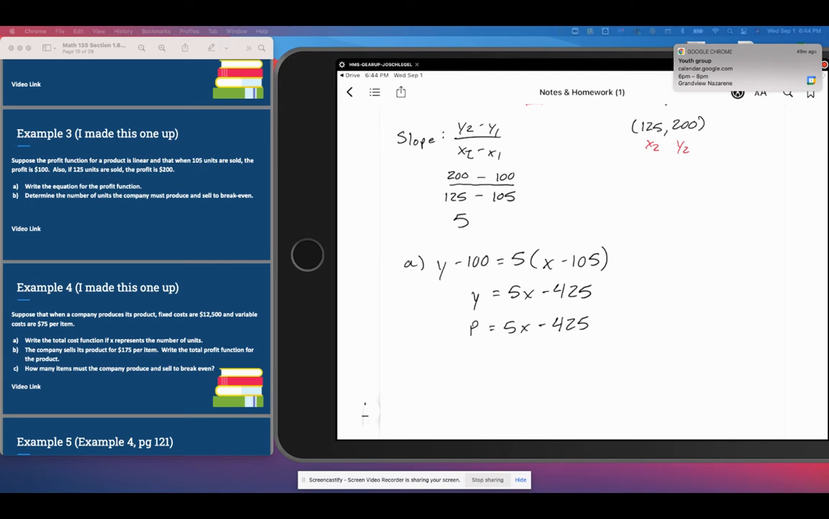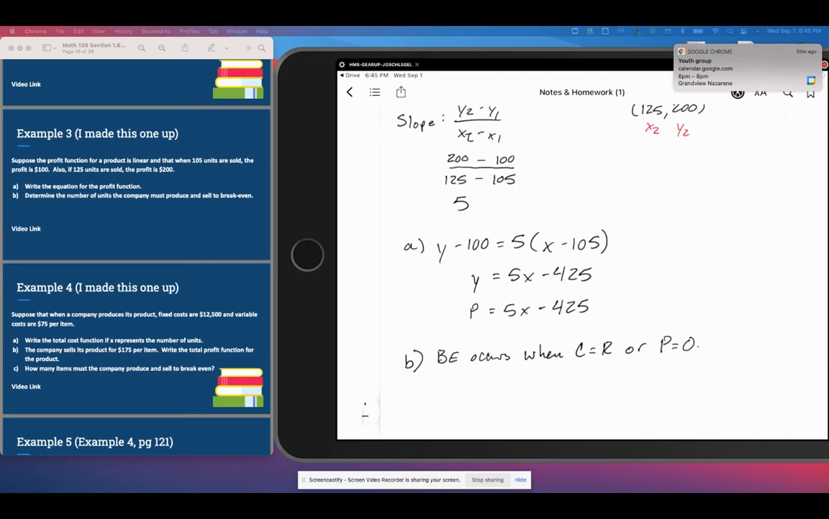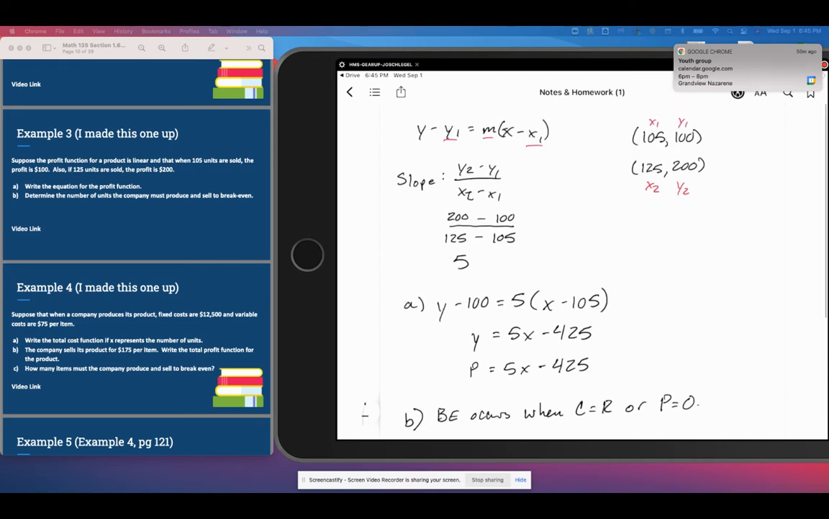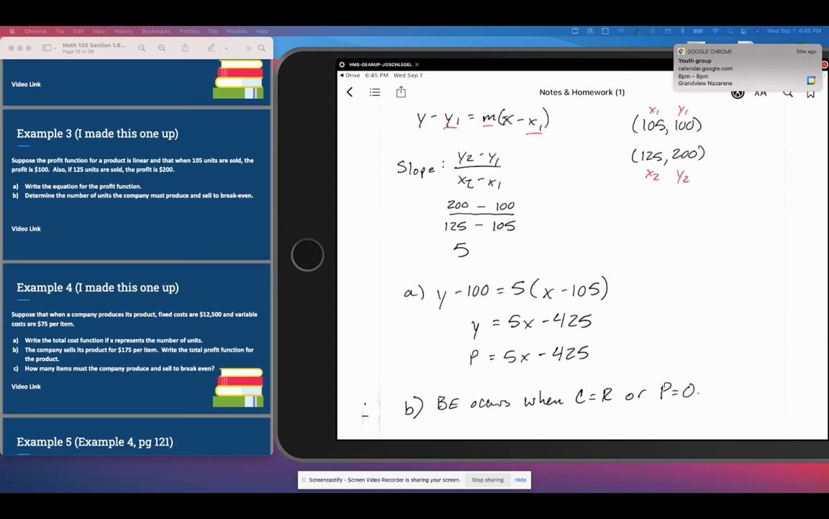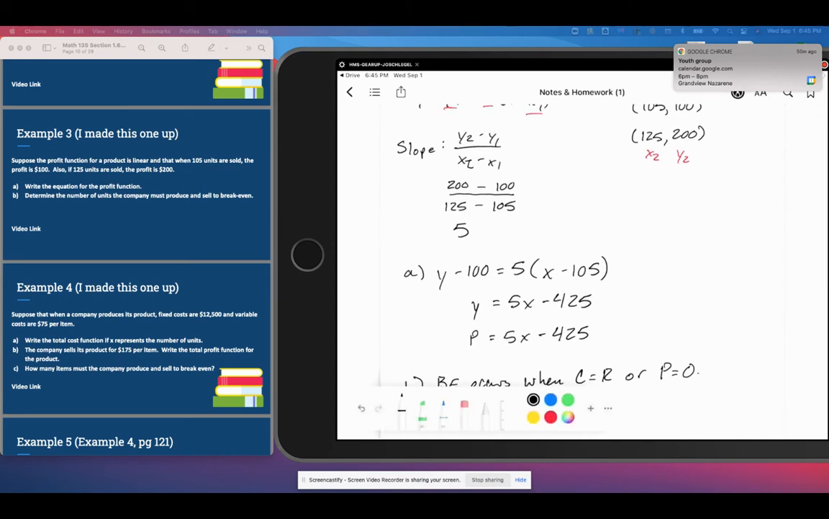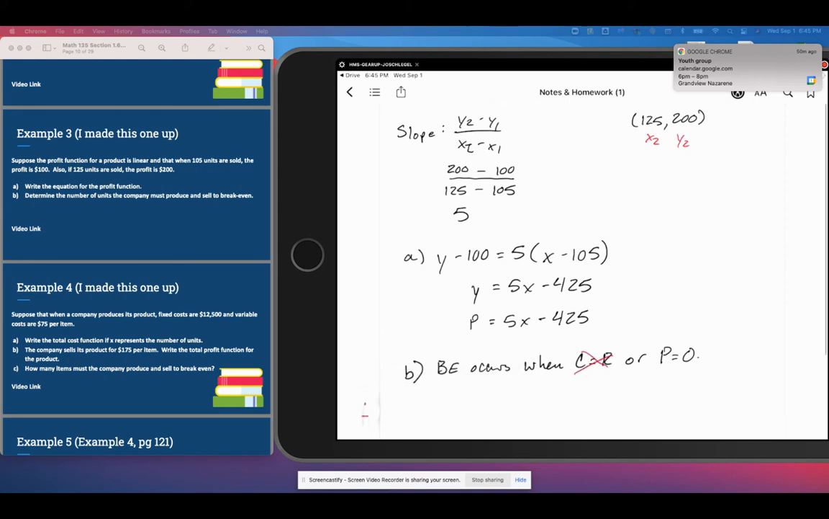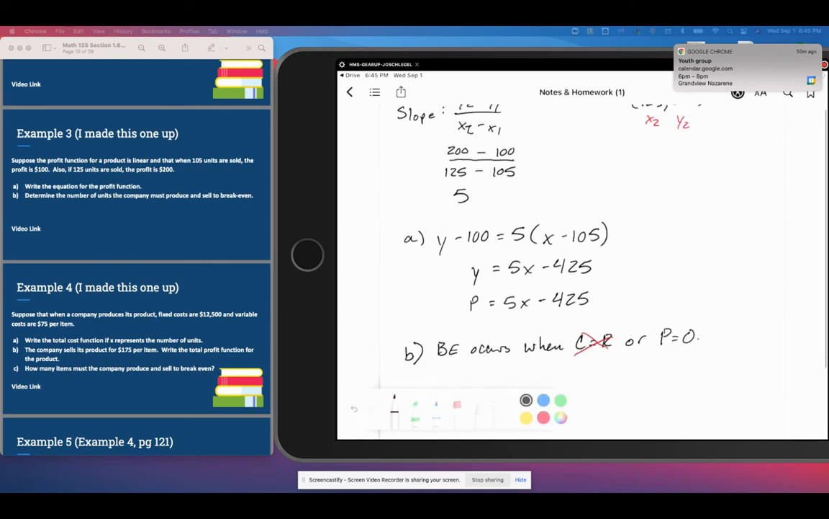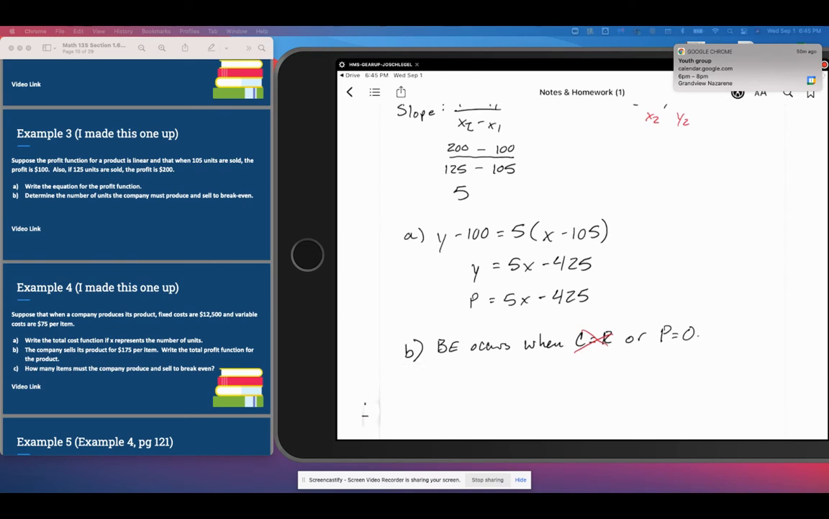And remember, we need to remember for part B that break even occurs when cost is equal to revenue or when profit is equal to 0. And we can use either one of those depending upon the information we have. Well, in this case, we do not know anything about the cost and we do not know anything about the revenue. So I cannot use cost is equal to revenue because I do not have them. What I can use is profit is equal to 0.